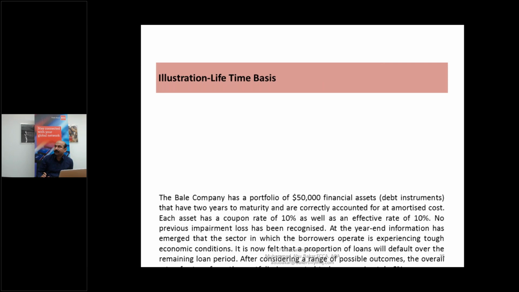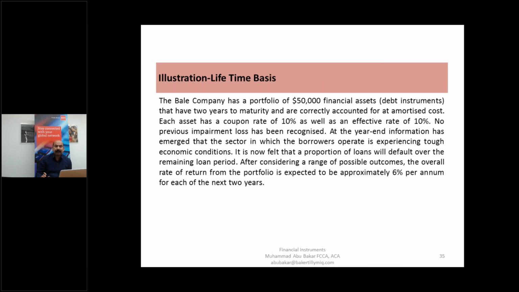For example, the Bail company has a portfolio of 50,000 financial assets, debt instruments that have 2 years to maturity and are correctly accounted for at amortized cost. Each asset has a coupon rate of 10% as well as an effective rate of 10%. No previous impairment loss has been recognized.